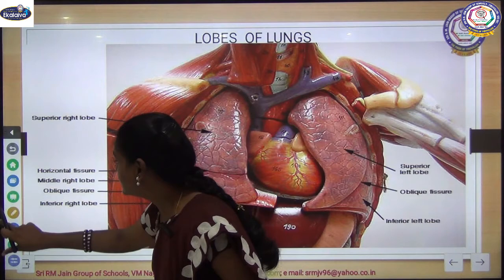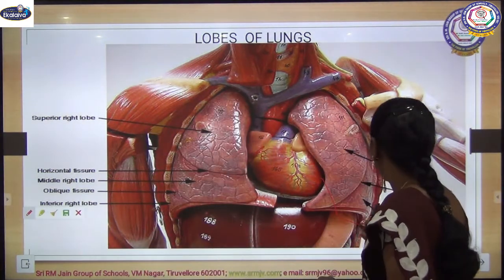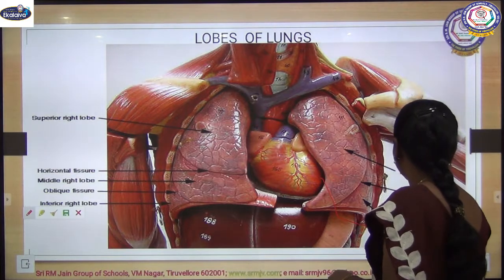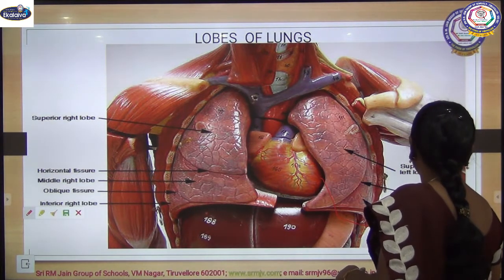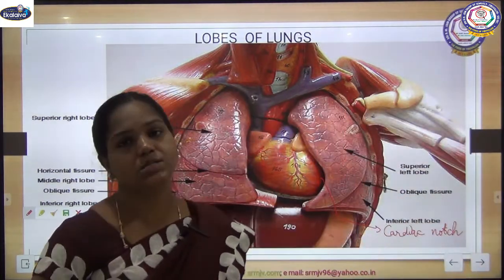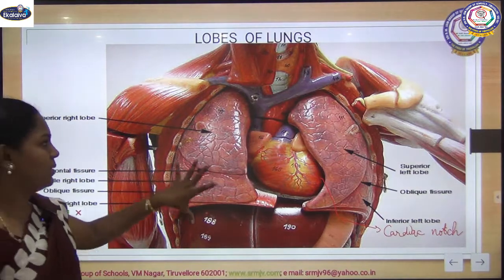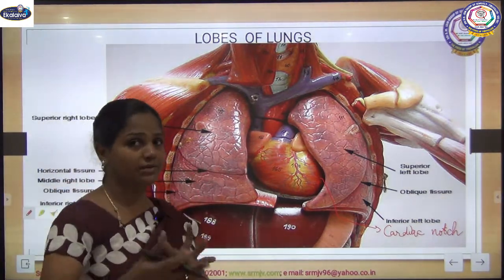We call this place the cardiac notch, where our heart is located, okay. So this is about the presence of lungs along with other organs.